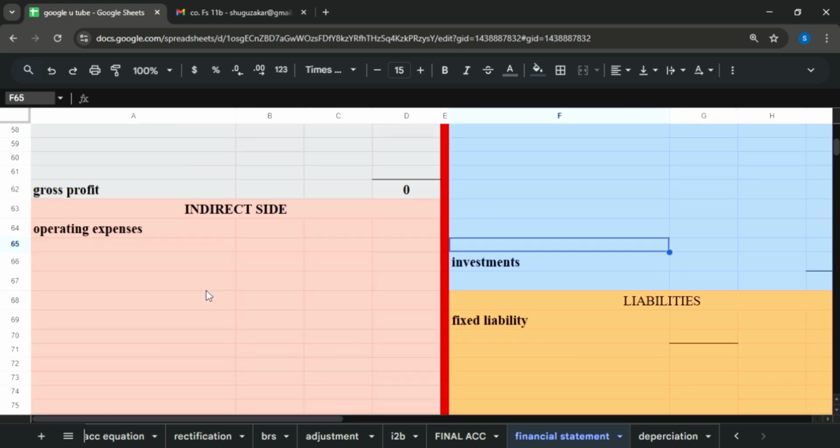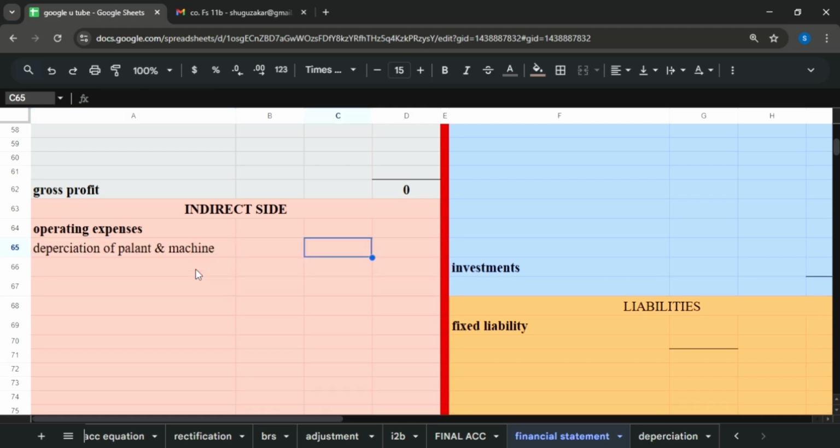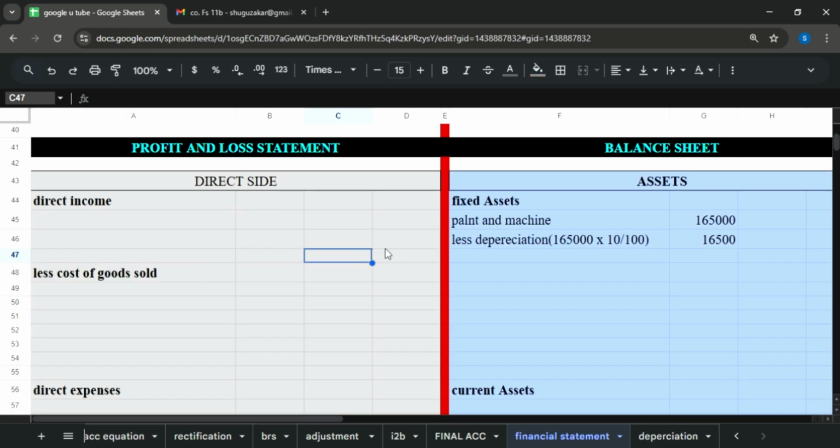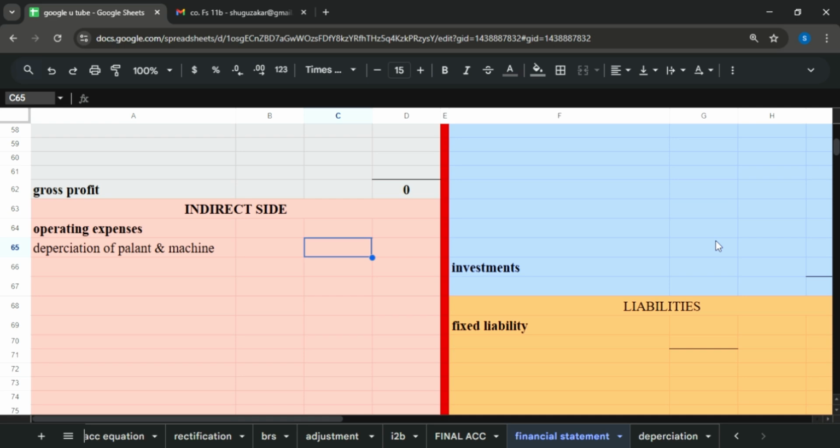After calculation of depreciation, we'll go to the operating expense side, and here we will write depreciation of plant and machine. The amount of depreciation which we have calculated is over here, 16,500, and it would be presented on the operating expense side.